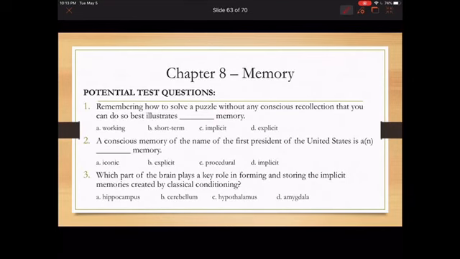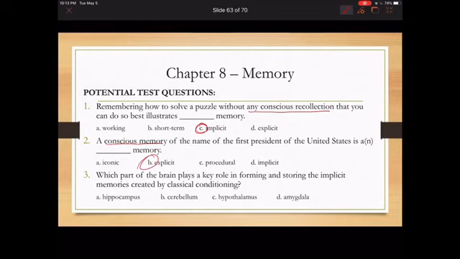Remembering how to solve a puzzle without any conscious recollection that you can do so best illustrates implicit memory. It's below your conscious level of awareness. A conscious memory of the name of the first president is an explicit memory. We can declare it, we can say his name was George, right? George Washington.